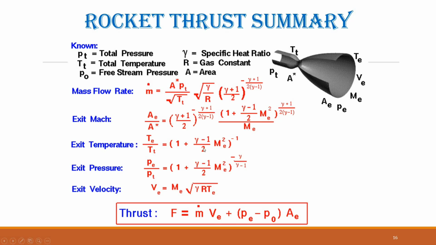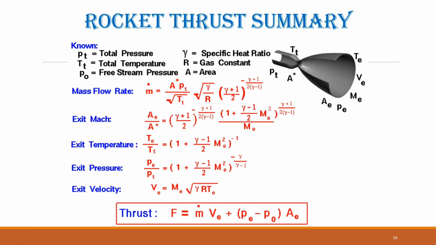Next, the exit pressure is calculated using a similar relation. In formula form, the exit pressure divided by the total pressure depends on the same Mach number term, but raised to a different power. In words, the exit pressure divided by the total pressure is equal to 1 plus the quantity gamma minus 1 divided by 2 times the exit Mach number squared, raised to the power of minus gamma divided by the quantity gamma minus 1. This shows how rapidly pressure drops as the gas expands through the nozzle.